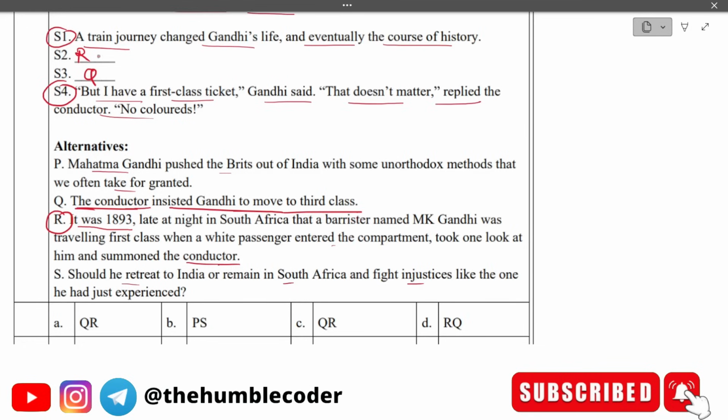Okay, so the correct answer that we have got is R and Q, which is option number D in our case. So the correct answer for this question is going to be option number D. Okay, so let's now move on to the next question.